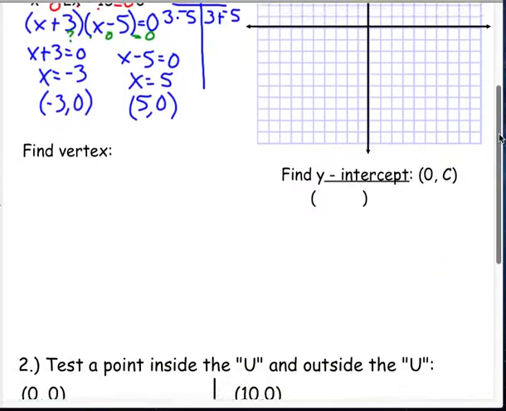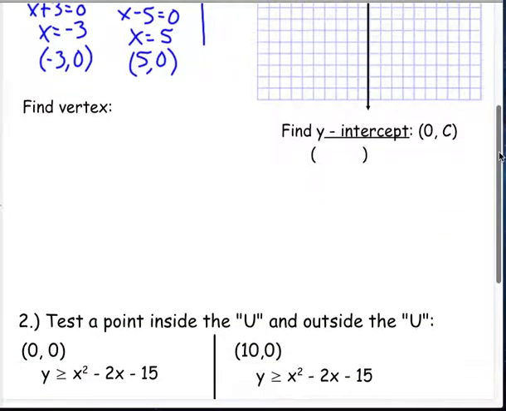Next, I'm going to find the vertex. Once you have your x-intercepts, you can average them to get the x-coordinate of the vertex. The other way to do it is because it's in standard form, you can use the formula x equals the opposite of b over 2a. But again, because we've already got it factored, I've already got those x-intercepts, I think it's faster to just go ahead and add your x-intercepts and divide by 2. Again, this is the x-coordinate of the vertex. So negative 3 plus 5 is 2, divided by 2 is 1.